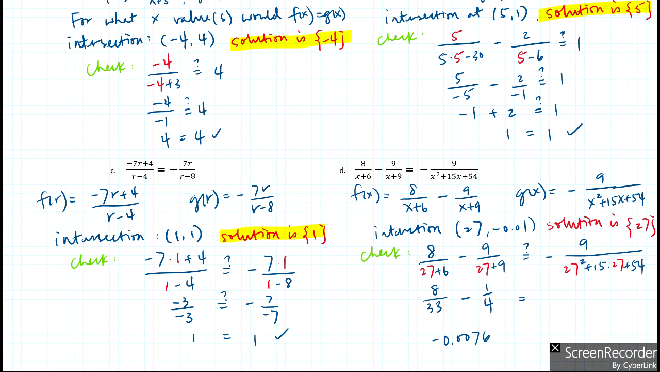On the right hand side, I'm just going to write out one more step over here. This we would have 9 over this huge number, which is 27 squared, plus 15 times 27, plus 54. Which I got 1,188, and if you use your calculator to do this, you will get again negative 0.007575, so as I rounded it to 76 over here.